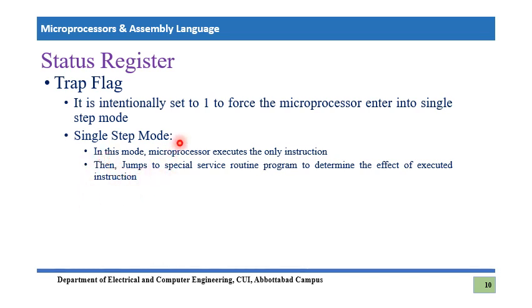So how is the microprocessor going to enter that particular mode? Once we set this flag, trap flag equals to one. The user will just set this particular flag, TF equals to one. If TF is equal to one, the microprocessor is going to perform all instructions in single step mode. But if TF is equal to zero, then the microprocessor runs smoothly in the normal procedure. And that's very important for debugging, because we can check each and every instruction.